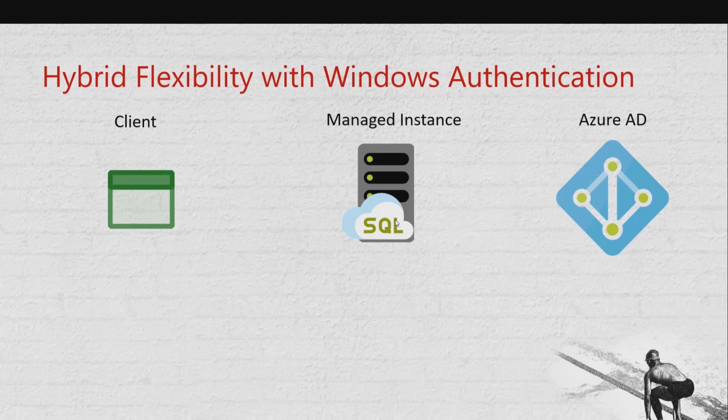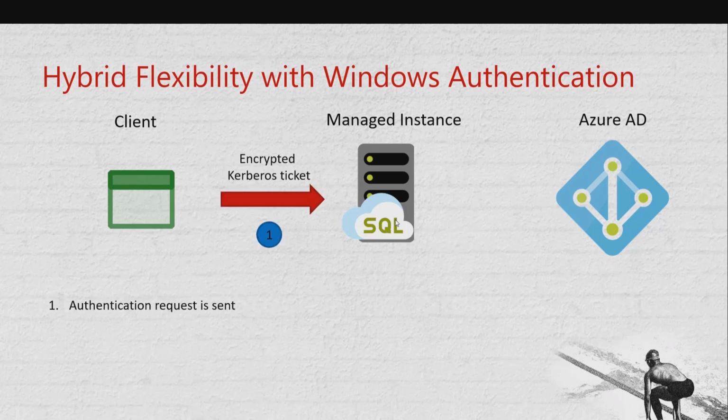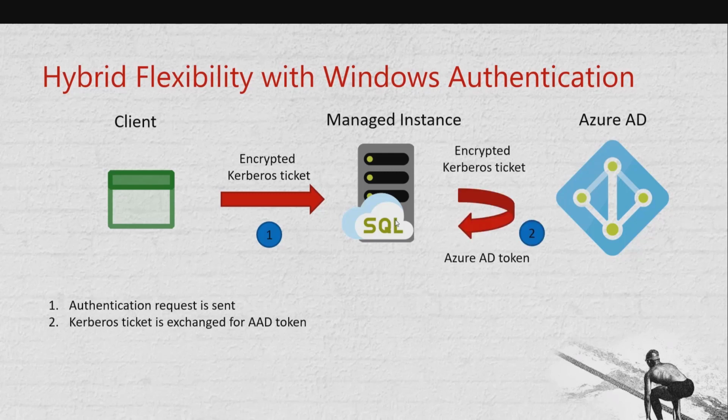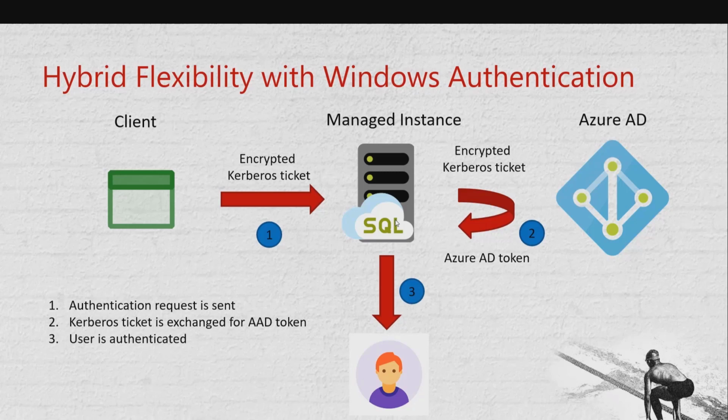The hybrid flexibility with Windows authentication. I mean, who could think that you can discover and use Windows authentication, because by sending the encrypted Kerberos ticket and previously syncing the Active Directory into the Kerberos realm of Azure AD, the managed instance will recognize the format, will check if this encrypted Kerberos ticket is valid, will return an Azure AD token, and will authenticate the user only on managed instance.